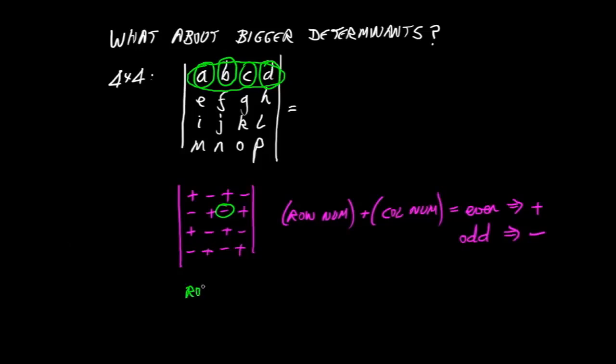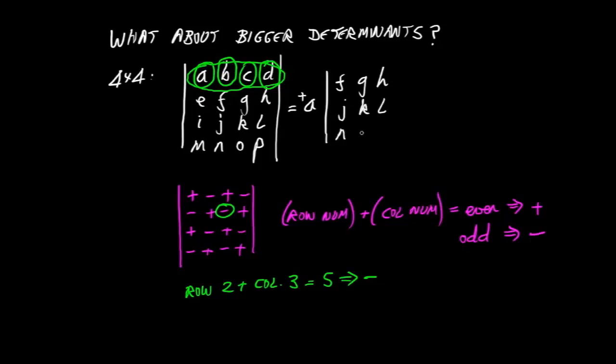It's going to be at row 2 and column 3, and that's 5. And so that's a minus. That's one way to remember it, or just draw it out. Anyway, we're going to use that rule, so we go ahead and we write plus A, and now we need to do the entire 3 by 3 determinant that we get when we delete the row and column with A in it. So we just write out that little square block that we see is quite easy to copy across.